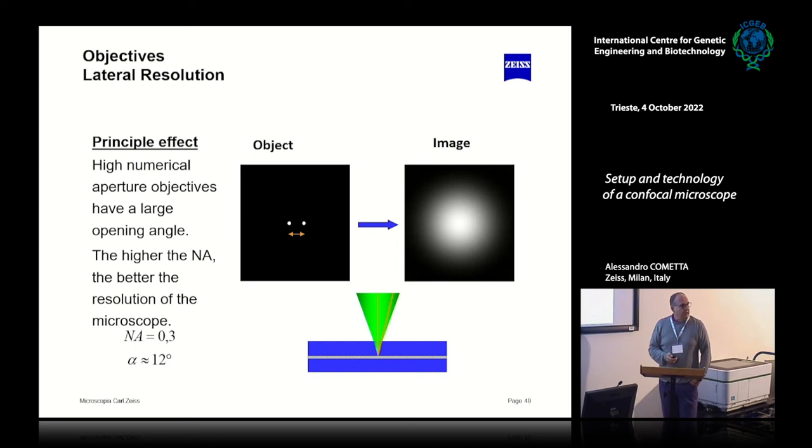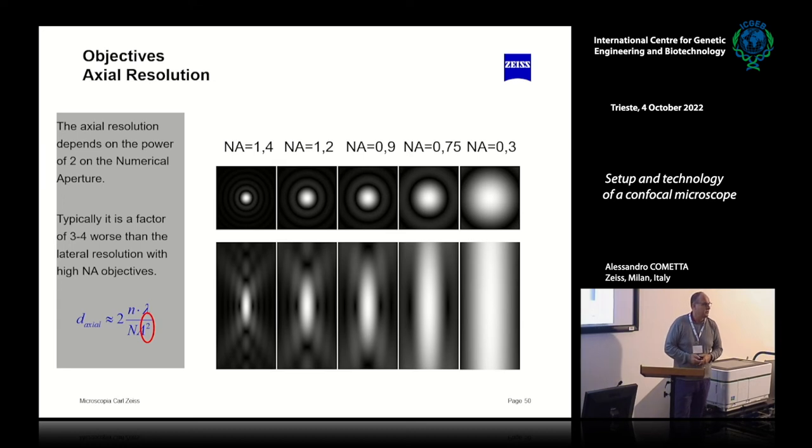What happens if I look in the third dimension, in the Z? It is even worse, because there is a square here. And so instead of looking for just a small cloud, my cloud is an ellipsis, something elongated in the Z. So in this case, this is about 1 micron. In confocal, we say 0.6. If I go to the best dry objective, we have 3 to 5 microns.